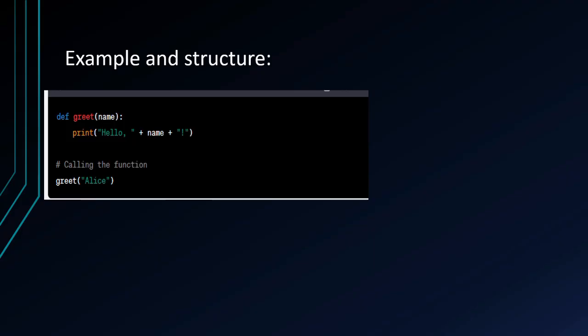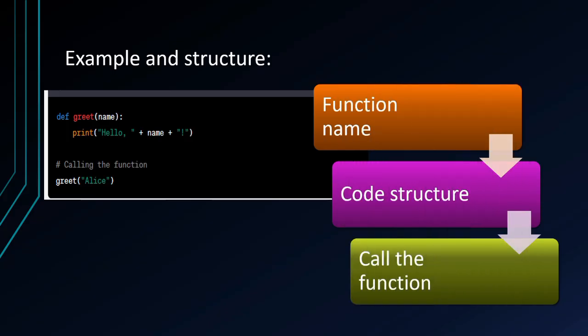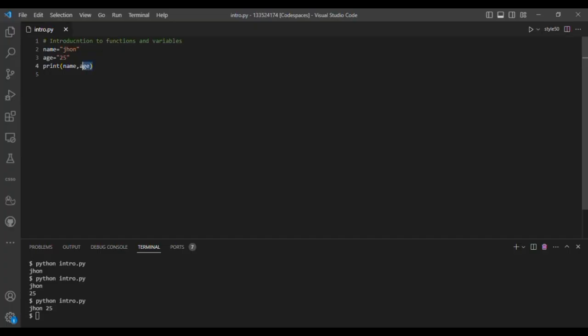without rewriting the code. Functions are defined by the keyword def followed by the function name and parentheses and a colon. So here is the example of the function. So let's run our code to understand the usability of function. So here in VS Code I write def followed by the function name greet for the greeting purpose, and parentheses and a colon.